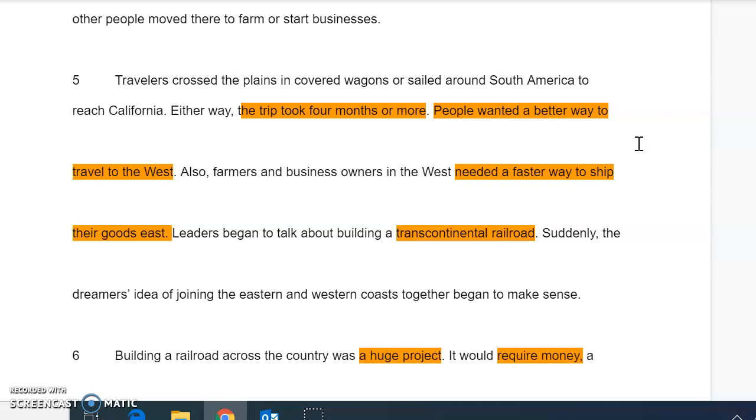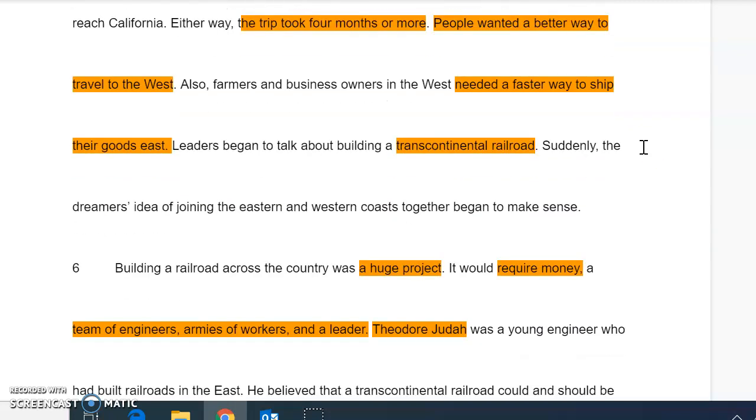Because of that, that's a long time, people wanted a better way to travel to the west. Farmers and business owners in the West needed a faster way to ship their goods east. Think about a farmer shipping corn over after 4 months. Do you think the corn would even be good when it arrived out west? Probably not. So there's another need for a faster way to ship.